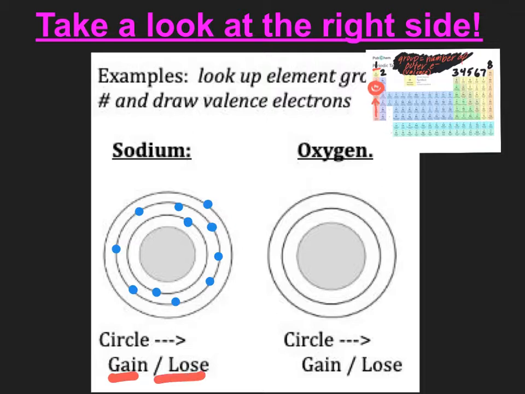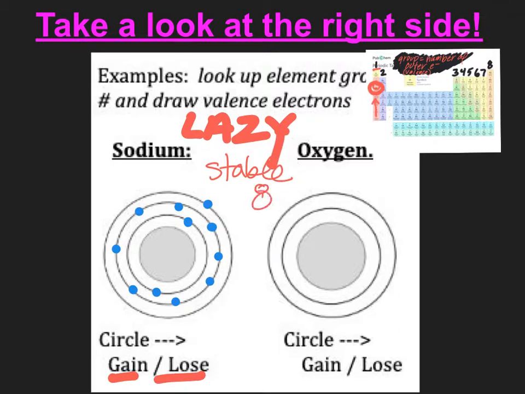Well, here's what we know about elements. They are lazy. They like to do the least amount of work possible as they're gaining and losing those electrons, working towards their stable 8 rule. So the 2 ways that sodium can get to stable 8 would either be to gain 7 electrons to add to the outermost shell, or it could simply lose 1 electron on the outside here, making the second shell become the outer shell and therefore full with 8.